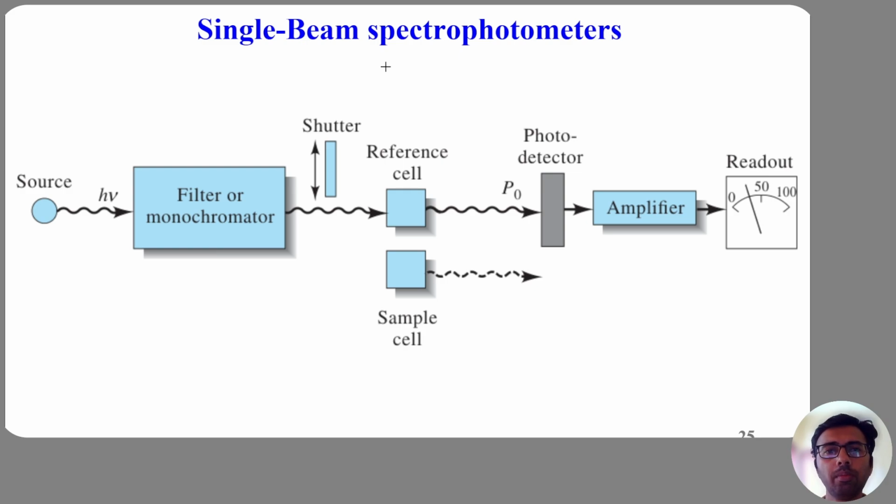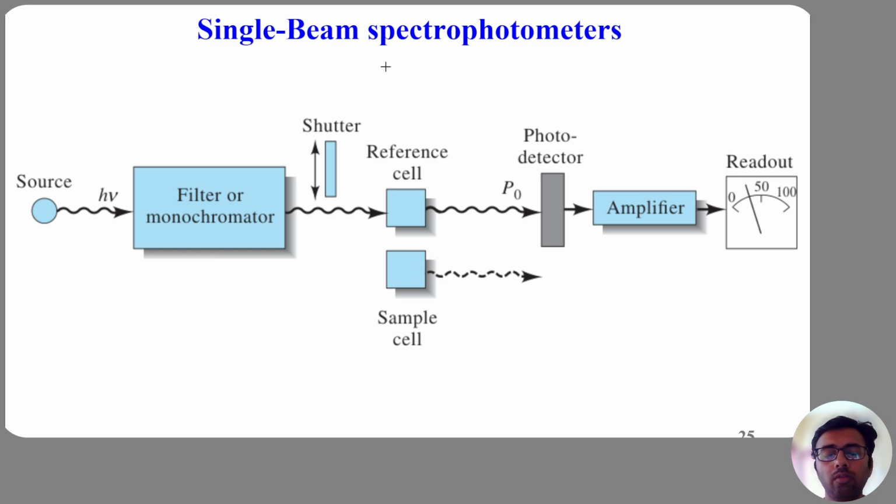In a single beam instrument, the workflow is manual. First, you insert the reference cell. This establishes 100% transmittance. Then you physically remove the reference and insert the sample cell. The transmitted beam now has power P. The surviving photons reach the photodetector.